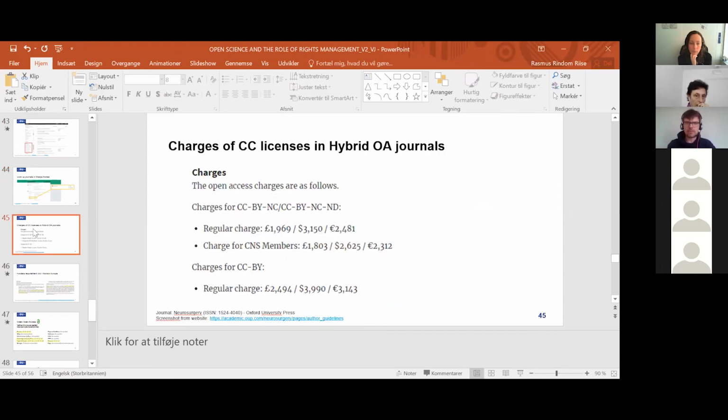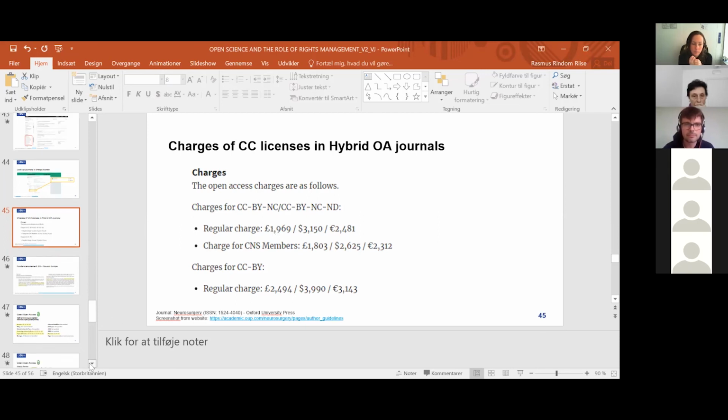But what's quite normal, at least when it comes to the business model of hybrid journals, is that they often charge you an APC according to the license you choose for your work. The more permissive, the more open license you choose to use, the more expensive the APC will be. As you can see here, the regular charge for a CC BY license is more than $2,494 US. The regular charge for a CC BY NC or CC BY NCND is $1,969 US. Sorry, not dollars. Pound. Sorry.